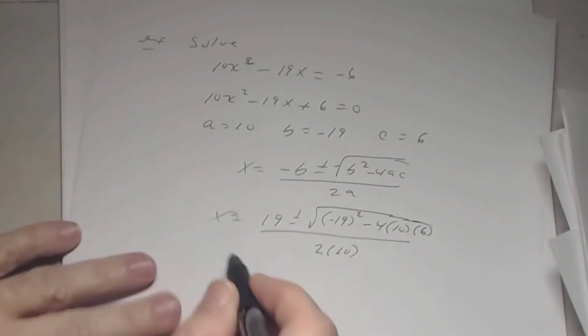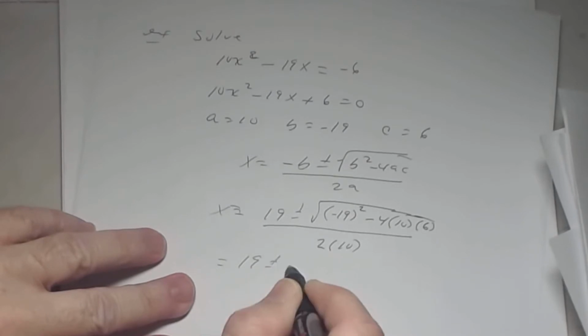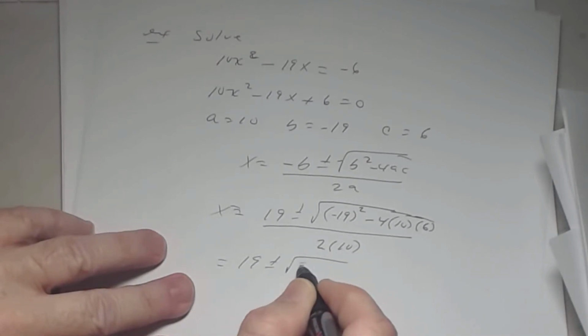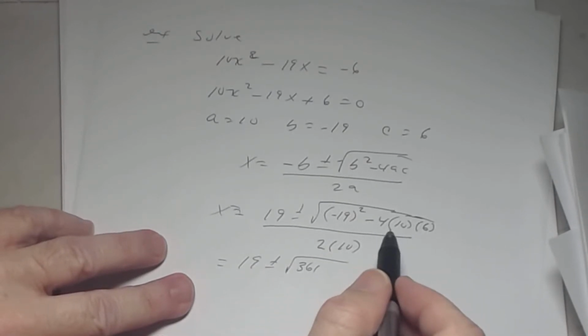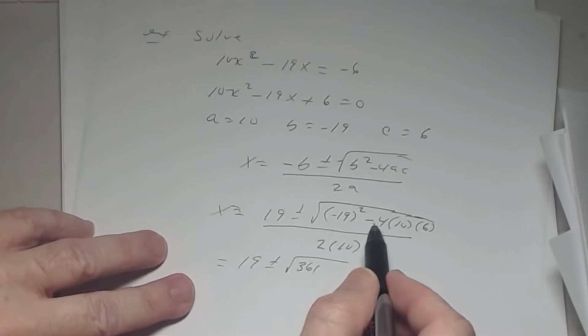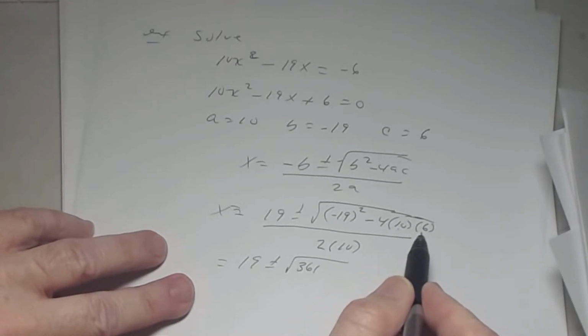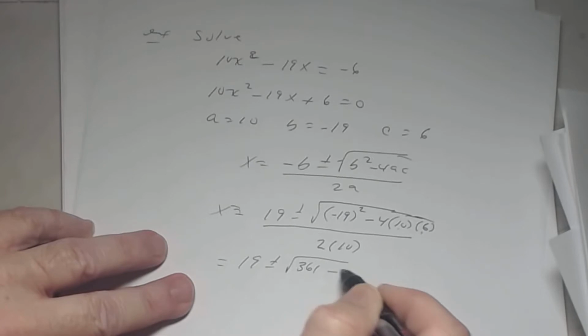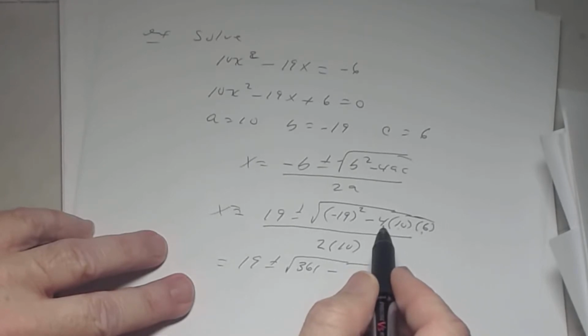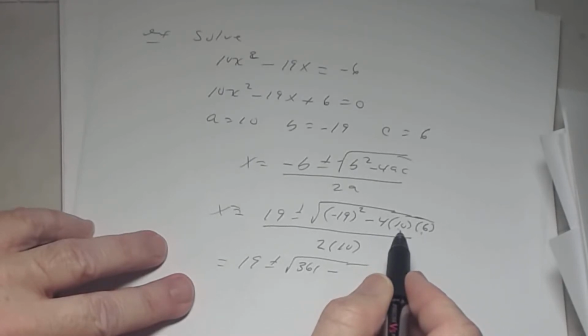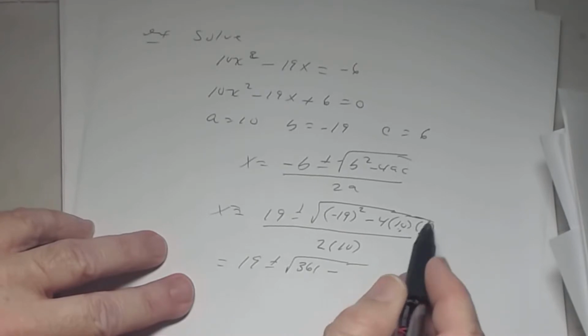All right. So we get 19 plus or minus the square root of 361. Now here's how we deal with this product. What's a negative times a positive times a positive? Negative. 4 times 10 is 40. What's 40 times 6? 240.